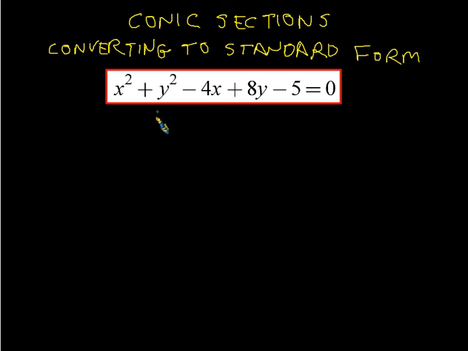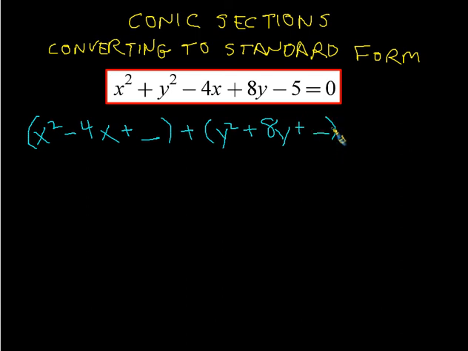First of all, we're going to gather up all of the x terms, x squared minus 4x. And we're going to prepare ourselves for having to add a little something extra. And that will be the square that we're trying to complete. And then we'll also do a plus y squared, and we'll do plus 8y. And then we'll leave room for a little bit extra. And then we'll move that 5 to the other side of the equal sign. So that'll be a 5 over here, plus 5, 0 plus 5 is 5.